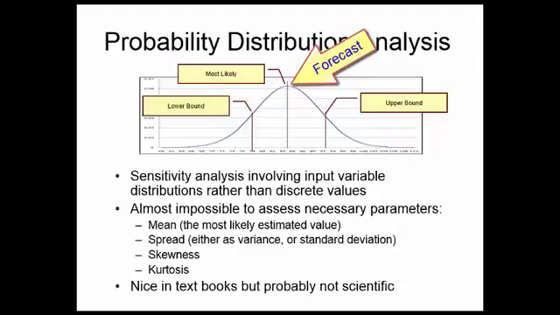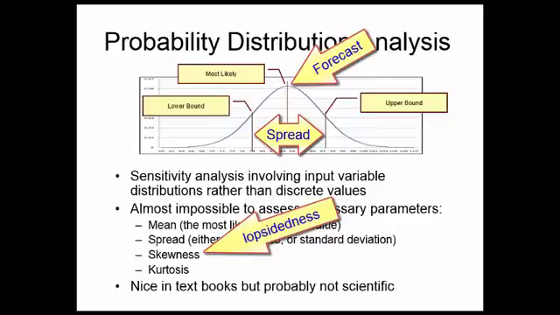Now, the difficulty with doing this, while conceptually it overcomes one of the considerable problems with sensitivity analysis, is that not only do we have to forecast the expected value of the variable, but we also have to estimate its statistical parameters. These include the mean, which is the most likely estimated value, but also the variance, the standard deviation, the spread. In addition to expected value and variance, the distribution also needs an indication of skewness, in other words, the lopsidedness of the distribution.